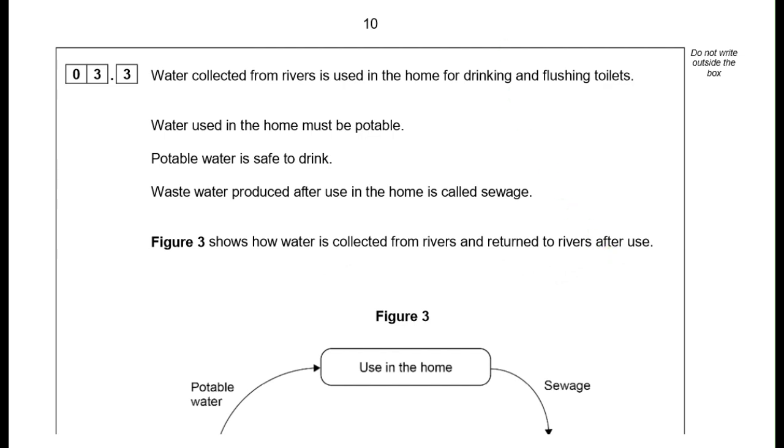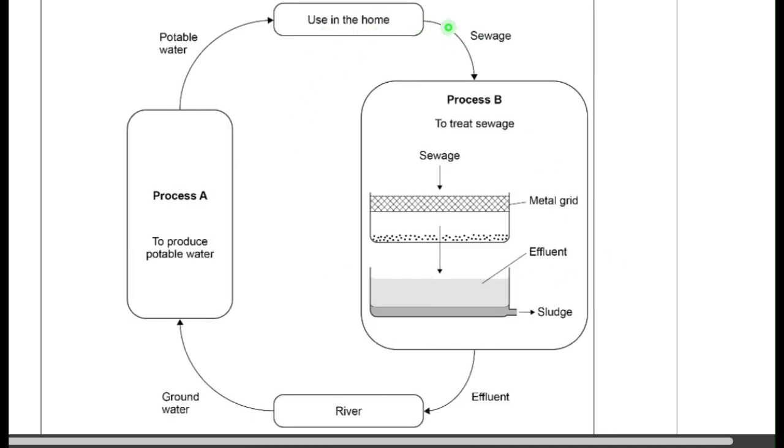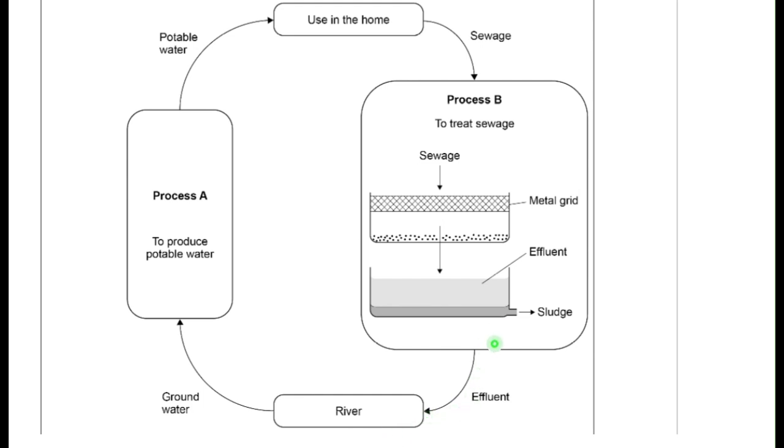So here's figure 3. We've got the use in the home, and then the sewage going through process B through grids, effluent, sludge. This effluent can go into the river when it's treated, and we get groundwater, and then in process A we're producing potable water which goes to the home. Explain what happens to water in process A and in process B in figure 3. Do not refer to the use of water in the home. And this is a 6-mark question.